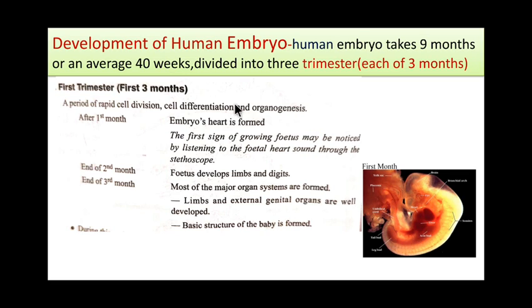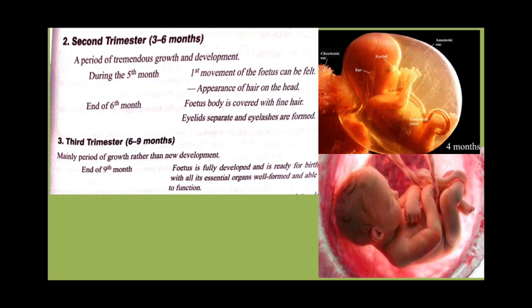After the first month the embryo's heart is formed, and this first sign of a growing fetus may be noticed by listening to the fetal heart sound through a stethoscope. By the end of the second month the fetus develops limbs and digits, and by the end of the third month major organ systems are formed. Next, the second trimester is a period of tremendous growth and development. The first movement of the fetus can be felt. This is the fourth month fetus. At the end of the 6th month, the fetus body is covered with hair, eyelids separate and eyelashes are formed.